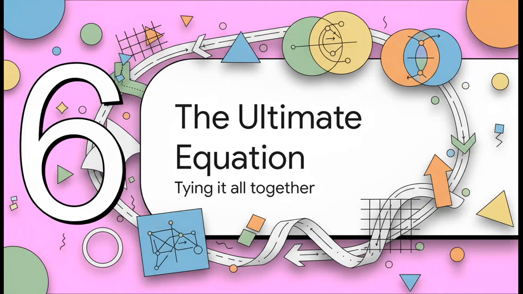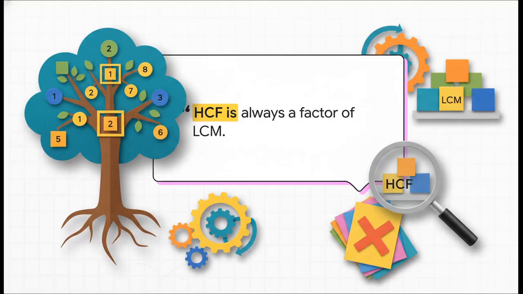And finally, step 6, the ultimate equation. This is where we tie all these concepts together perfectly. Consider this core principle for a second. The HCF is always a factor of the LCM. Because the HCF is built from the common lowest powers and the LCM is built from the highest inclusive powers, the HCF actually fits perfectly inside the LCM. Knowing this simple rule lets you instantly eliminate wrong answers on tests.